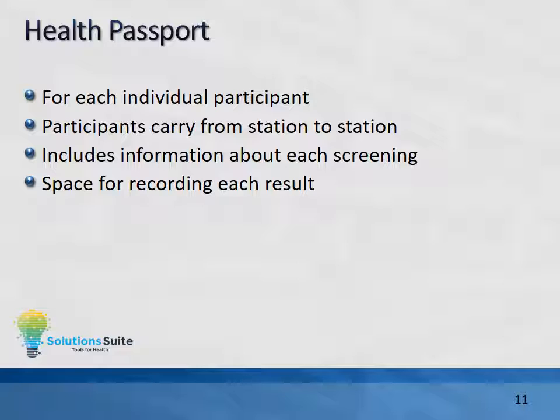Each participant uses a personal health passport while going through the health fair. A health passport is a document that includes information about each test or screening, as well as space to record screening results from each station.